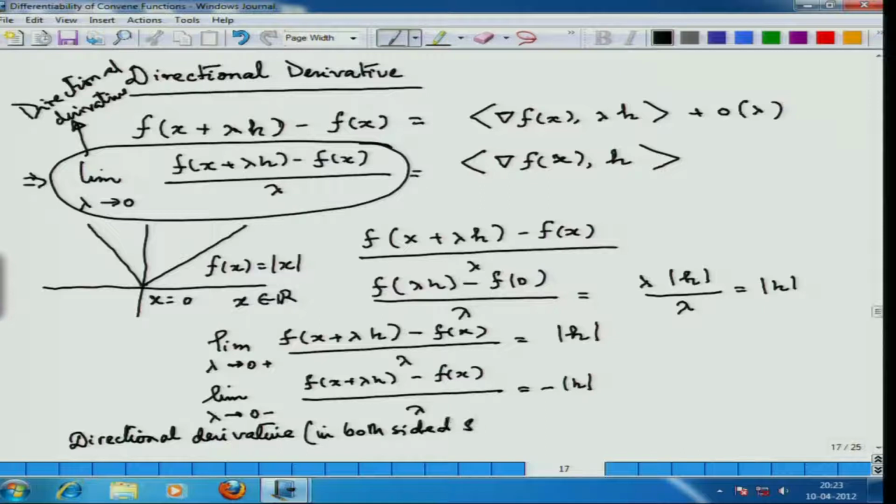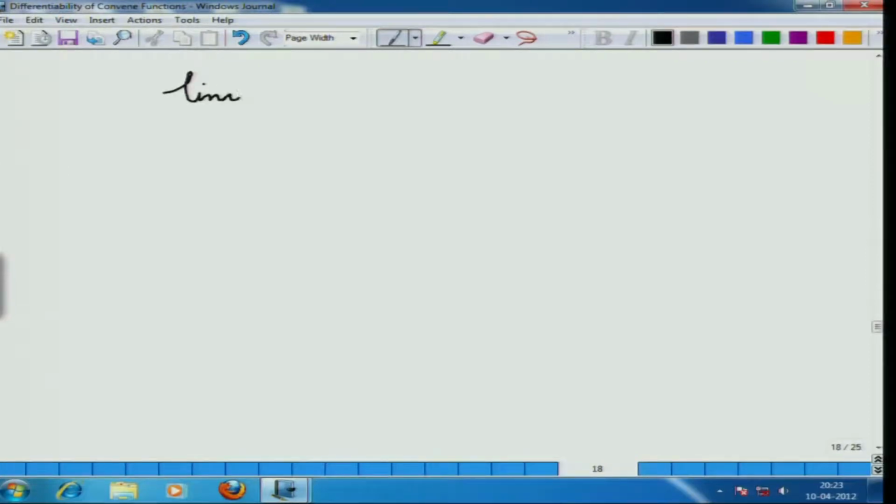So, the directional derivative in the two-sided sense need not exist for a convex function. But an important thing happens: the directional derivative in a one-sided sense always exists for a convex function. That is, if I take this limit where lambda is only coming from the right-hand side, this symbol lambda down arrow 0 means lambda is greater than 0 and lambda is going to 0. Another way of writing this is lambda going to 0 plus.